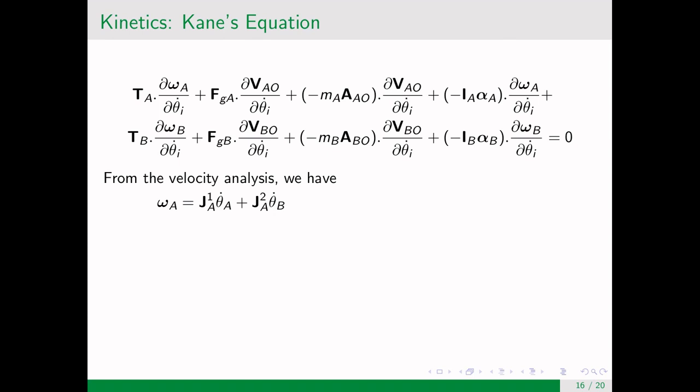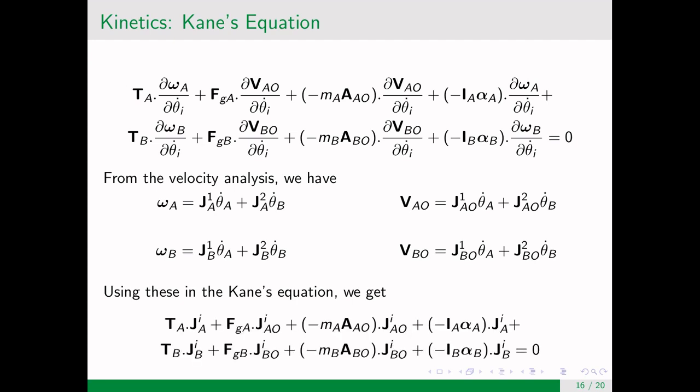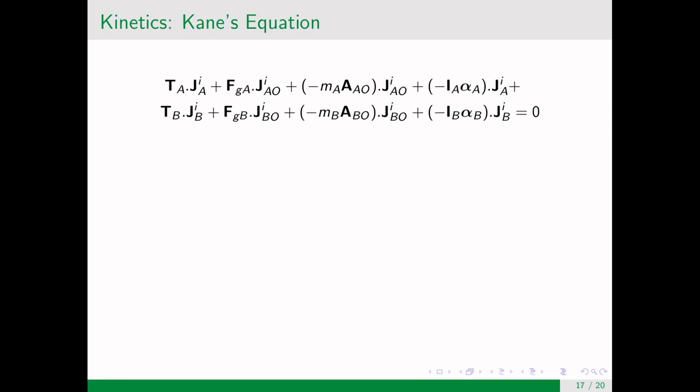So from velocity analysis, we have written omega A as J theta dot summation, same for omega B, and velocity also, velocities of the 2 points AO and PO. So now from this, if you do the partial with respect to theta a dot, we get JA1, JA2, and you can substitute this in the Kane's equation, the generalized form of the Kane's equation. So this is how you have the final equation. The difference you can see is that this is very symmetric, okay. So this is the equation.